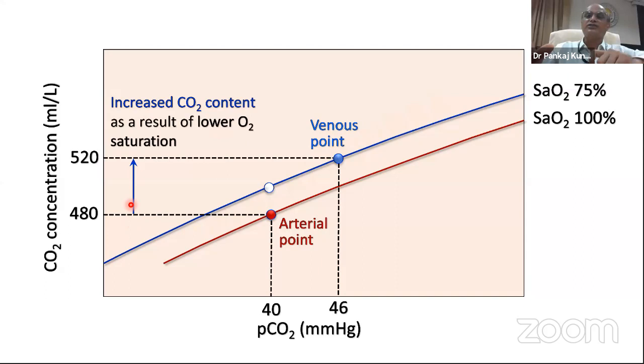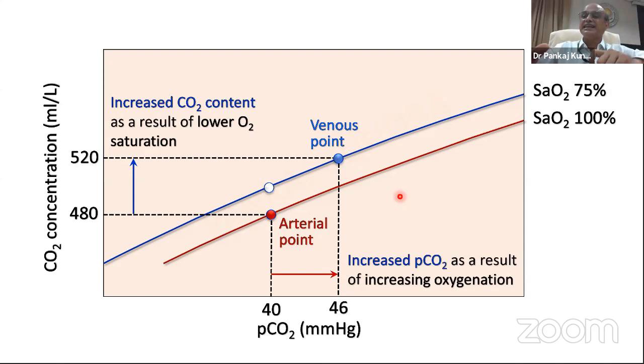So as the saturation of the hemoglobin comes down, the carbon dioxide content rises. So the more the hemoglobin desaturates, the more carbon dioxide it can carry. On the other side, if there is an increase in PCO2, now don't confuse this with content, this is talking about PCO2 increase. So if there is an increase in PCO2 from 40 to 46, as a result of increased oxygen, more carbon dioxide is released from binding sites. That's why there is an increased PCO2, but the content remains the same.